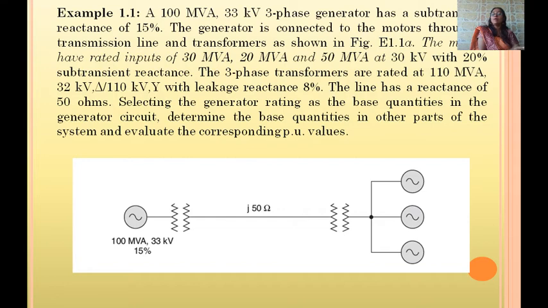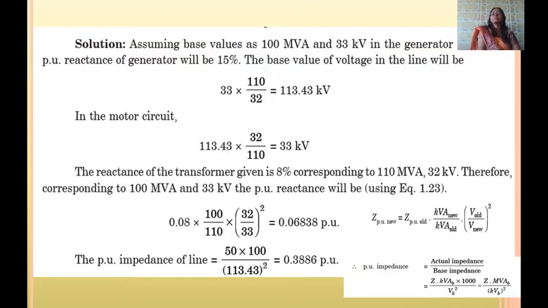Okay, although I am explaining, in the live WebEx lecture you have to tell me. Assuming base values of 100 MVA and 33 kV in the generator circuit, the per unit reactance of the generator will be 15%. This will remain the same as the base quantities for the generator are the same. The base values of voltage in the line will be 33 kV for the generator side, 110 primary side, secondary side 32 kV.